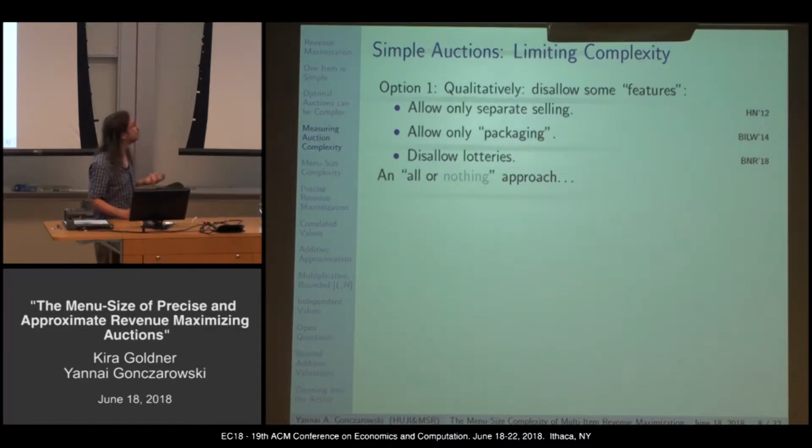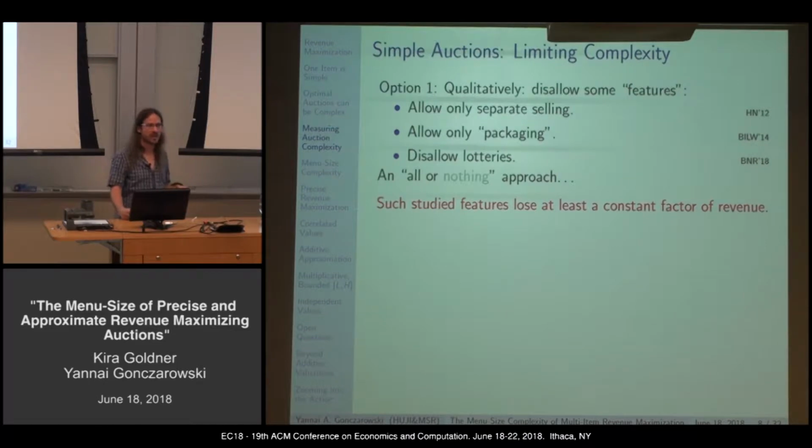And this turns out to be too harsh, in the sense that all the features studied so far lose at least a constant fraction of the revenue. So for each of these, we're not going to be able to get 99.9% of the revenue. We could get maybe 1/2, 1/6, 1/over something, I don't know, but not 99.9% of the revenue, which is what we're going to be interested in this talk.